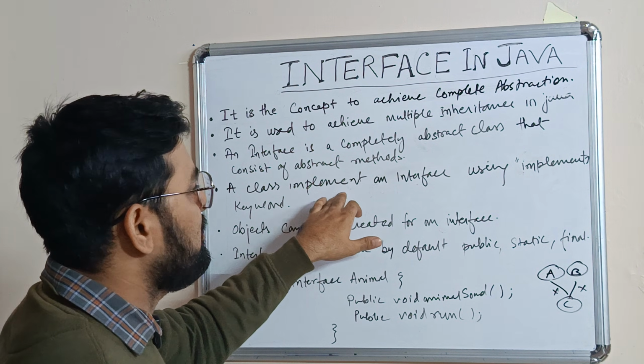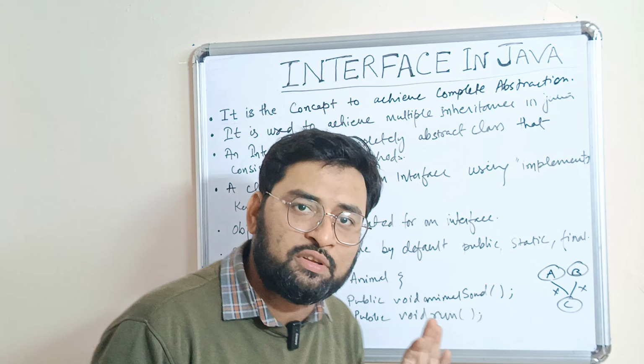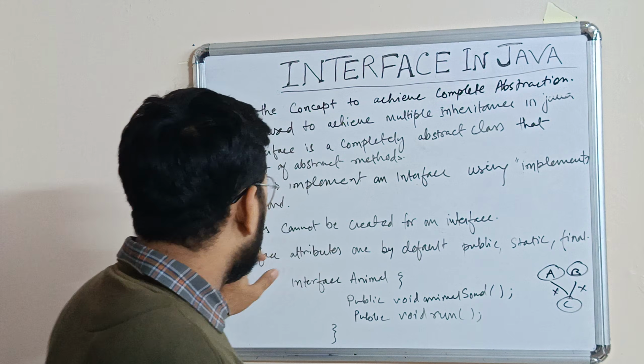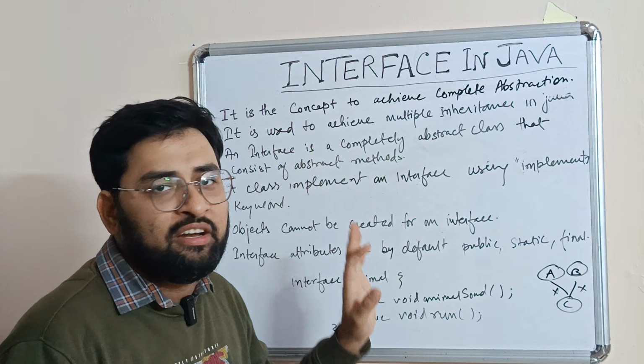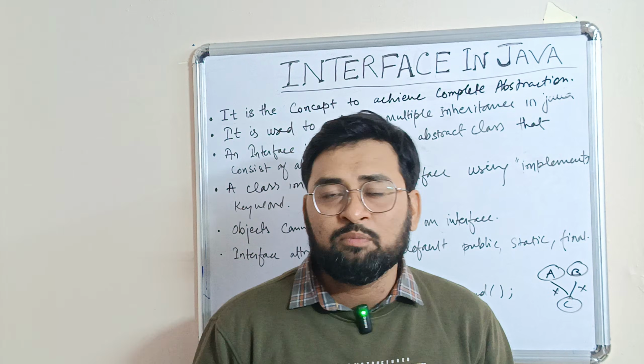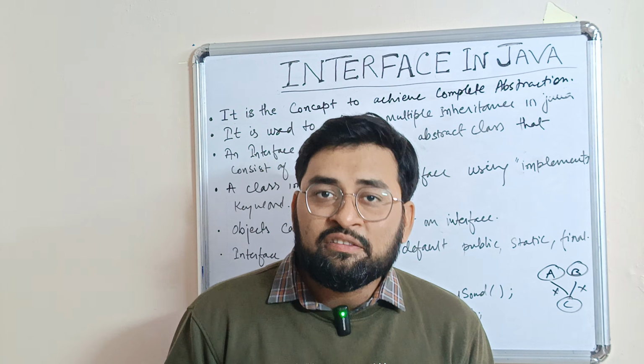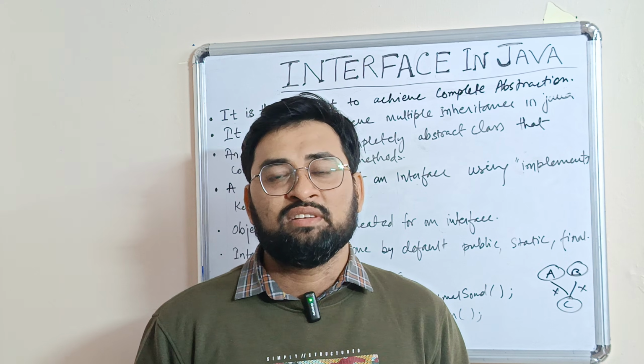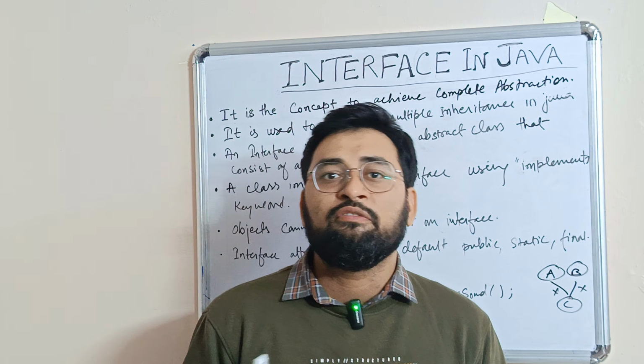The implements keyword is used in the case of an interface. Hope all of you have understood. Now, objects cannot be created for an interface. So there is also one key important point: an interface cannot have its own objects. You cannot create an object for an interface.